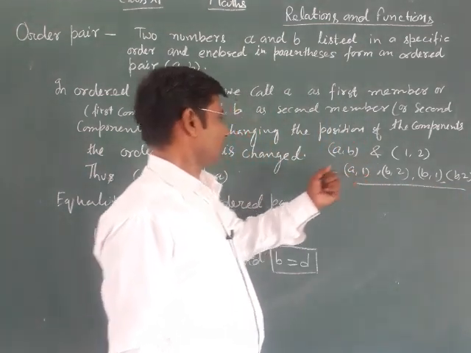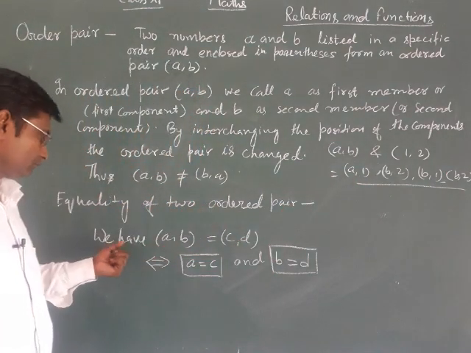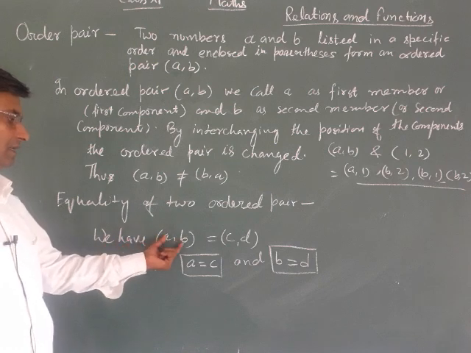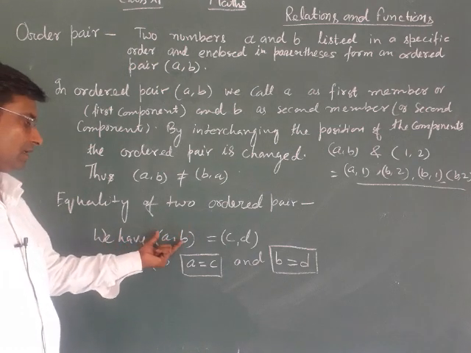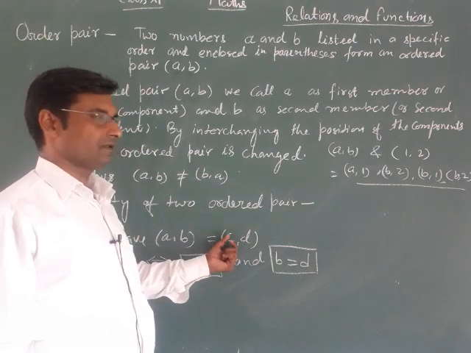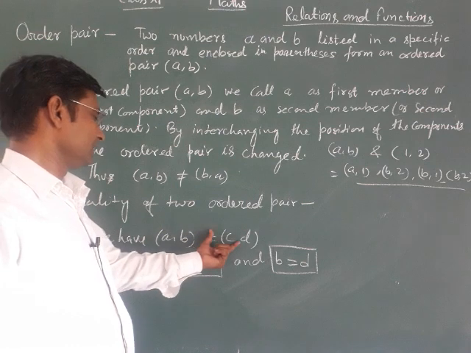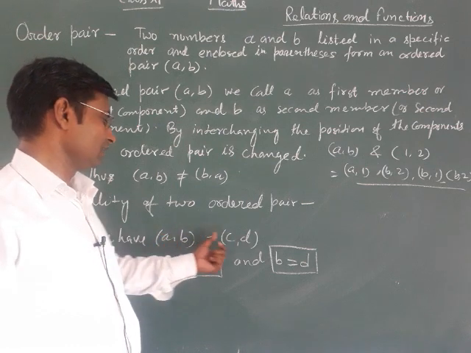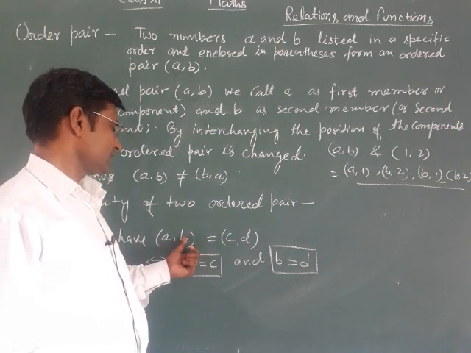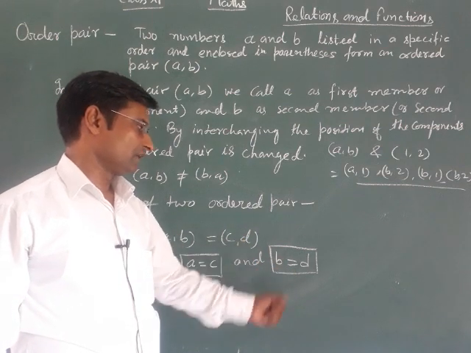Equality of two ordered pairs. So we have an ordered pair (A, B) with first element and second element, and a second ordered pair (C, D). If both are equal, then the first component is equal to the first component, and the second component is equal to the second component.